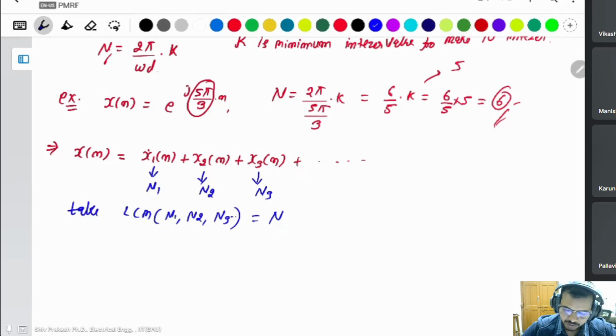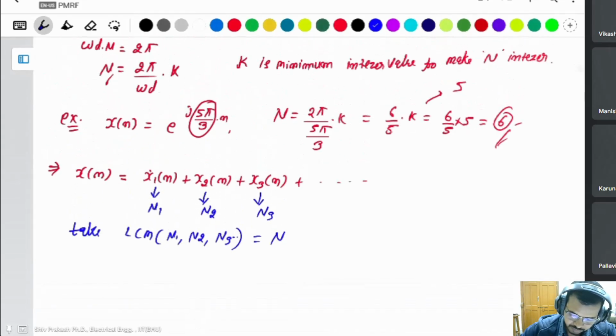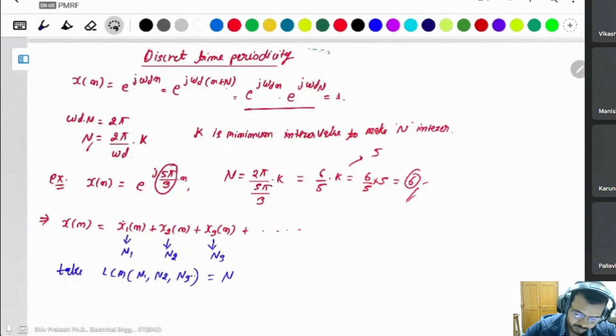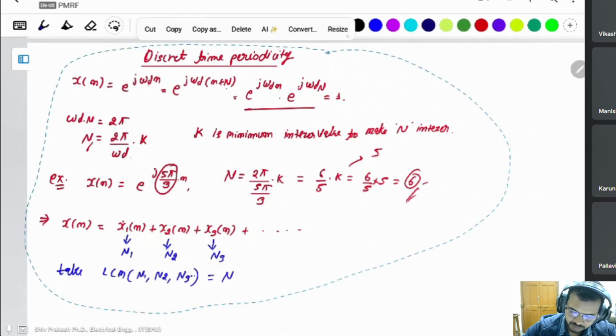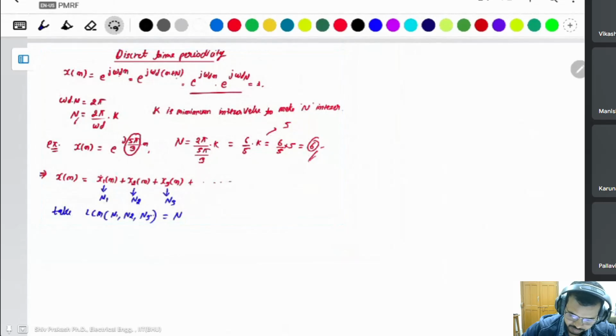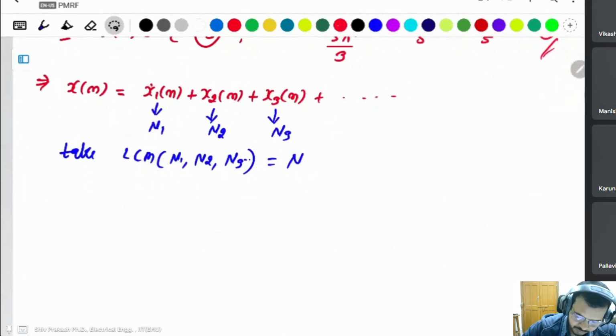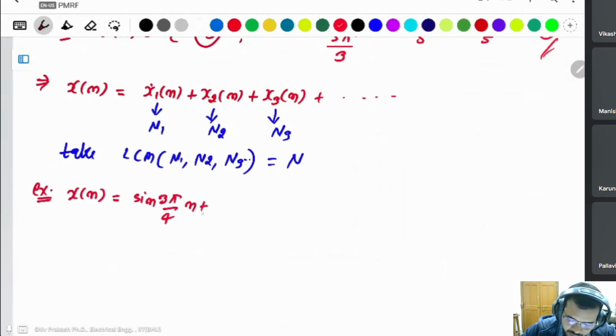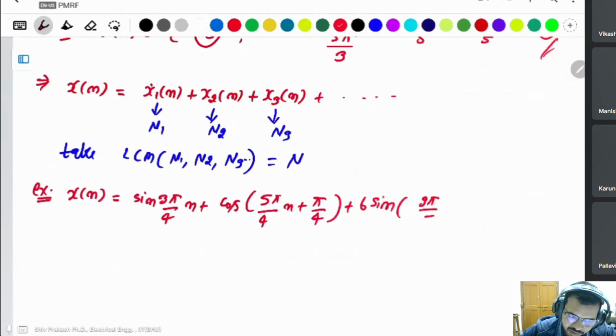Okay, let's take an example, then you will understand better by example. The signal is sin(3π/4 n) + cos(5π/4 n + π/4) + 6 sin(9π/5 n + 3π/4).